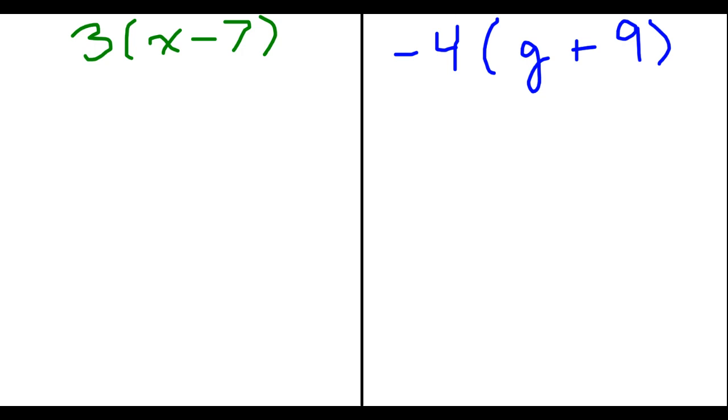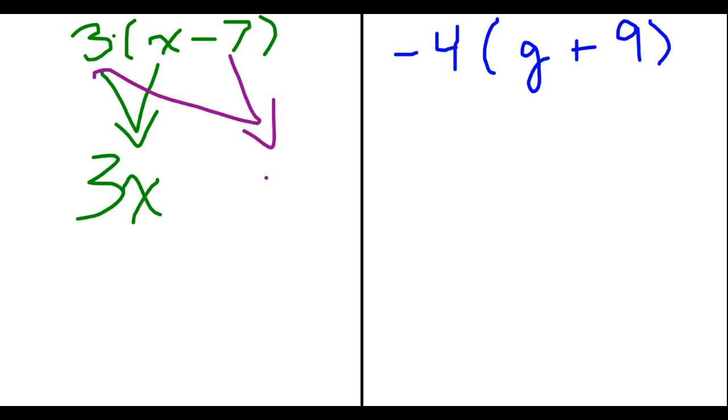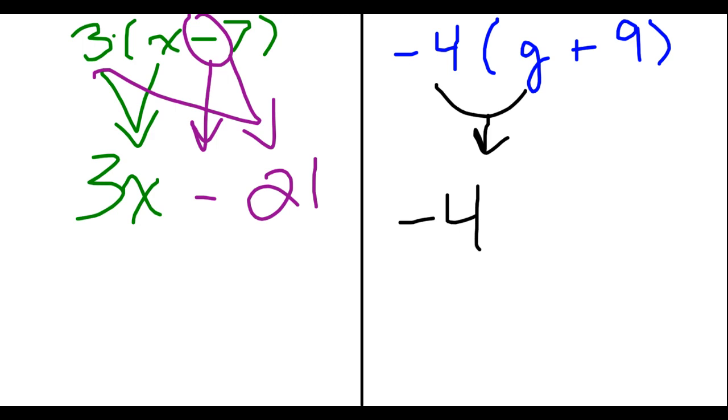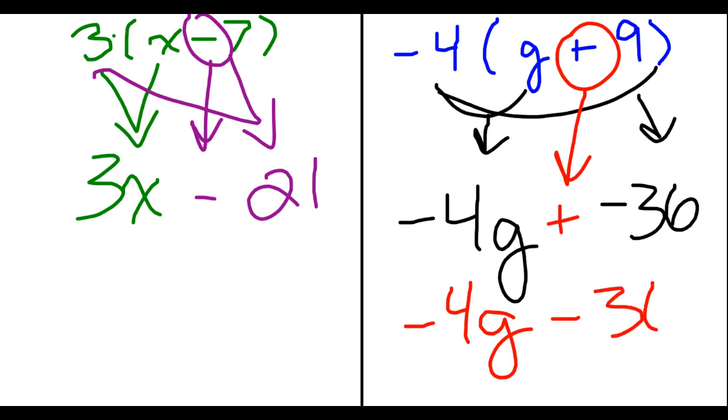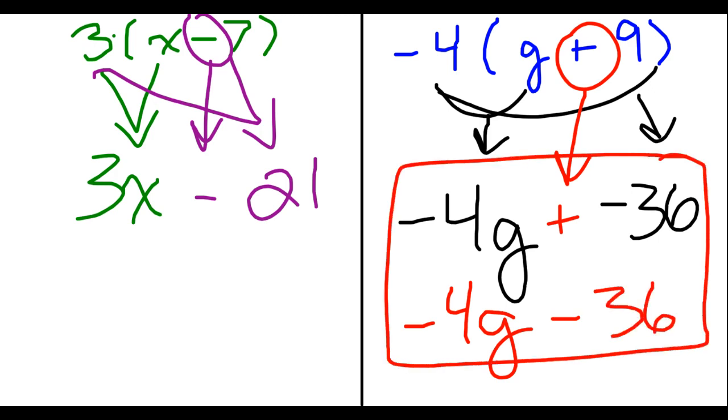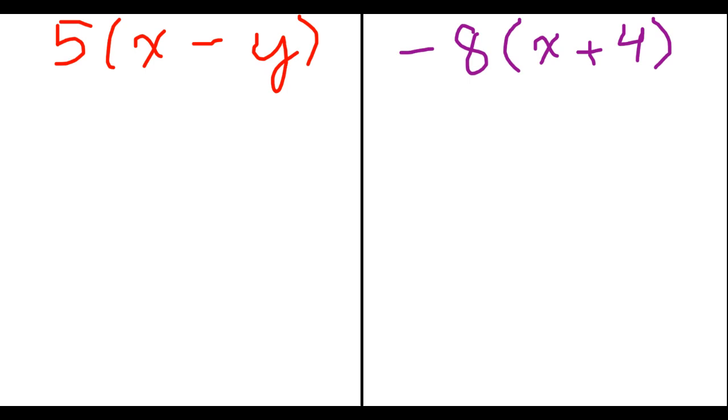So in our first one on the left, we have 3 times the expression x minus 7. That gives us 3 times x, which is 3x, and 3 times 7, which is 21. We just keep that subtraction sign in the middle. On the right, we have negative 4 times g, which is negative 4g. We have negative 4 times 9, which is negative 36, and we're adding them together. So negative 4g plus negative 36, or as we said before, you can write that as negative 4g minus 36 if you prefer. Either way is correct. Next 2 set of problems, go ahead, pause the video, work on these, come back when you're ready to move on.